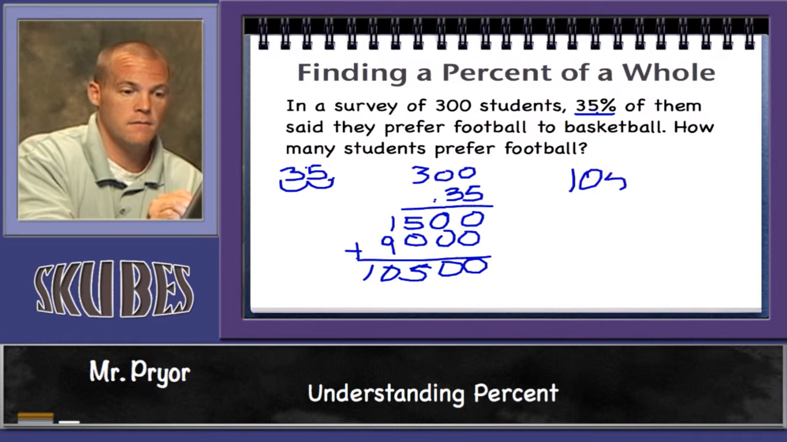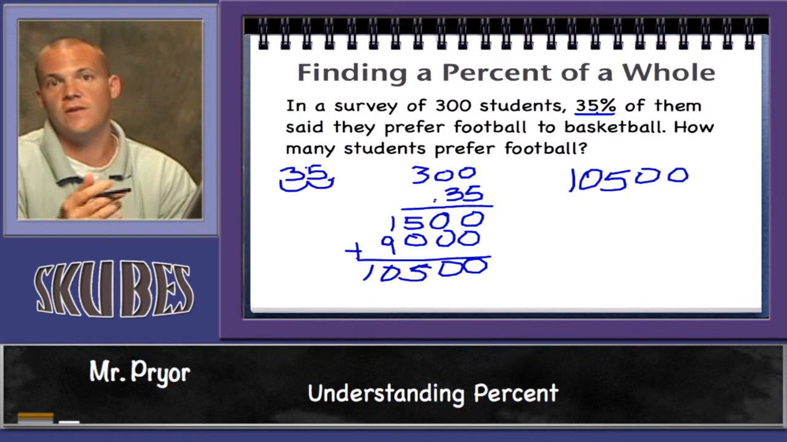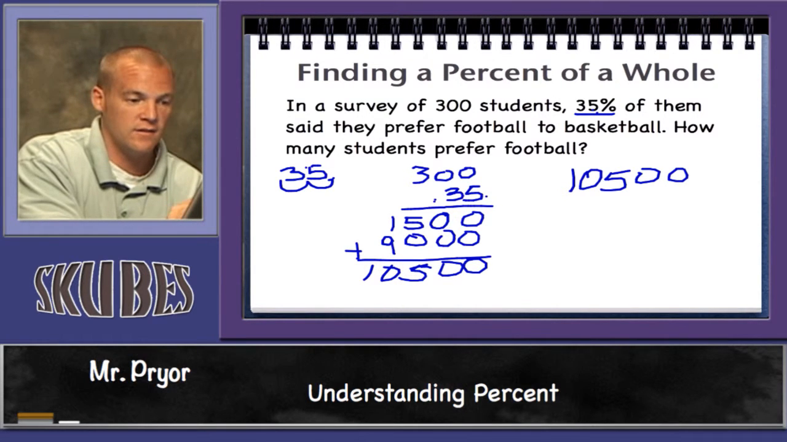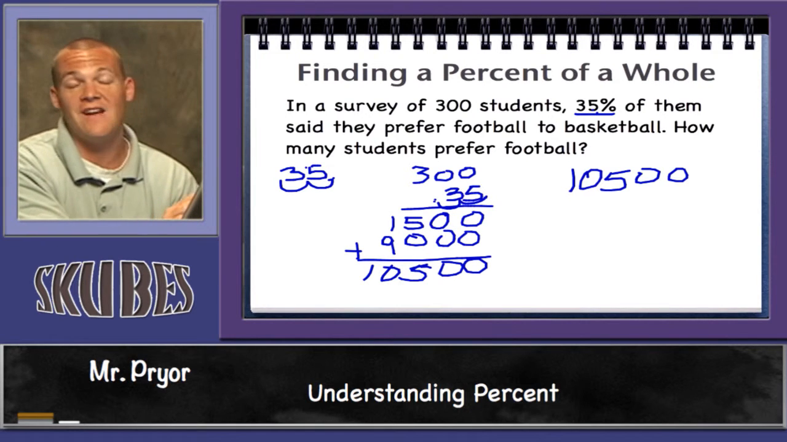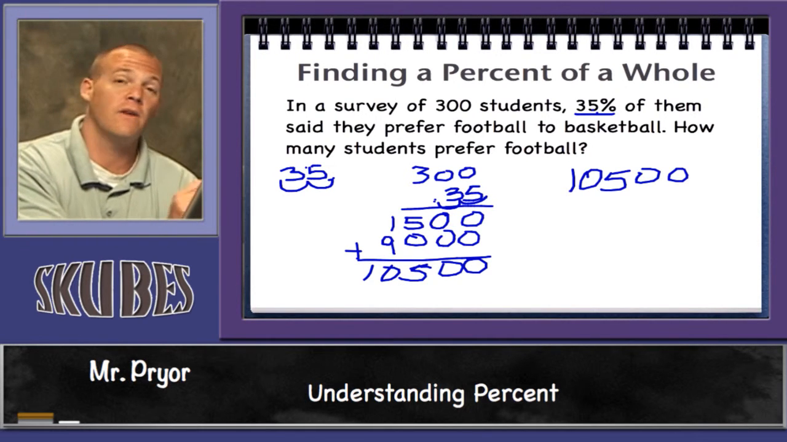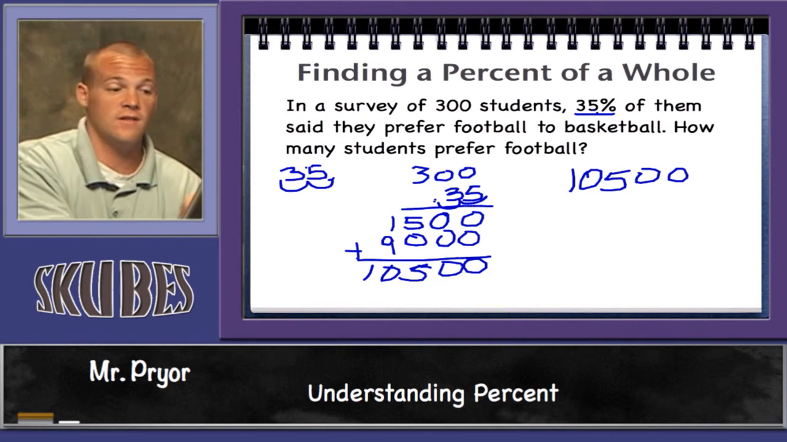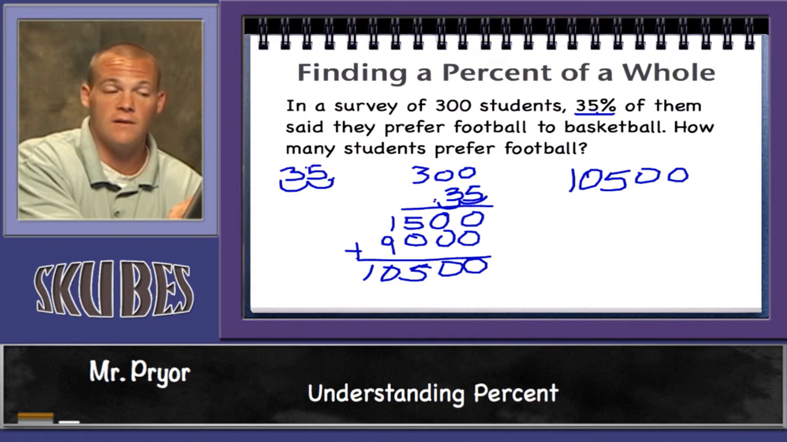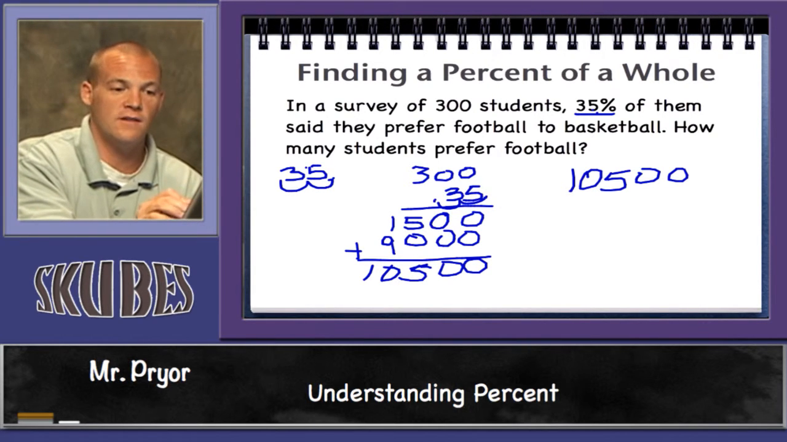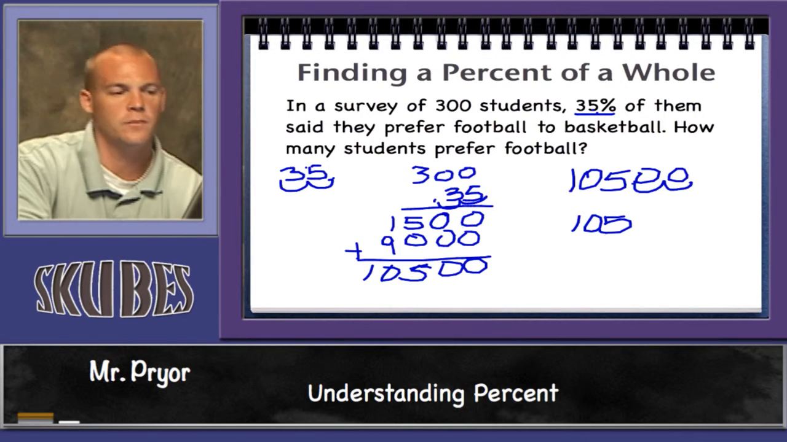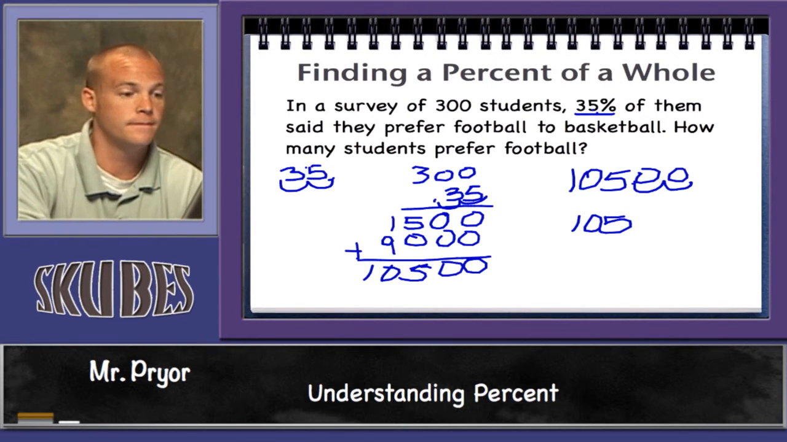Okay? But as we saw with the last problem, we have to do something with the initial decimal that we had in the problem, which was 0.35. 0.35 has 2 decimal places, 1, 2, and it's really just counting the numbers that come after the decimal. In the last example, there was 1 number, which was a 4, so that was only 1 decimal place. In this problem, there's 2, a 3 and a 5, then the decimal. So that's 2 places we need to move our decimal, 1, 2, giving us 105. Okay, so how many students prefer football?